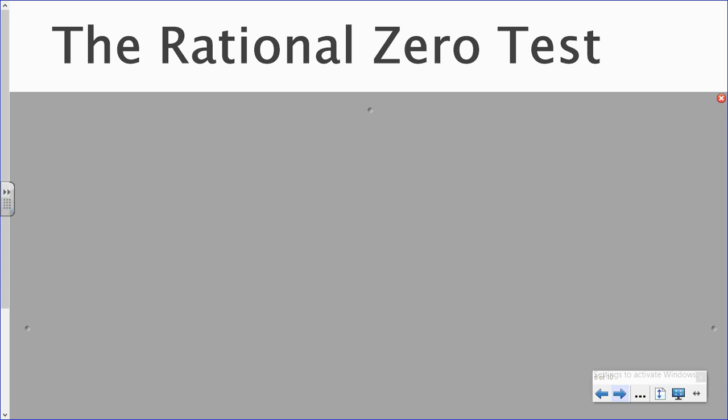Okay, let's first of all talk about why the rational zeros test. Are there polynomials that you are not able to factor? Yes, especially if I give you one with like 5 terms, nothing in common. How the heck do you factor that, right?